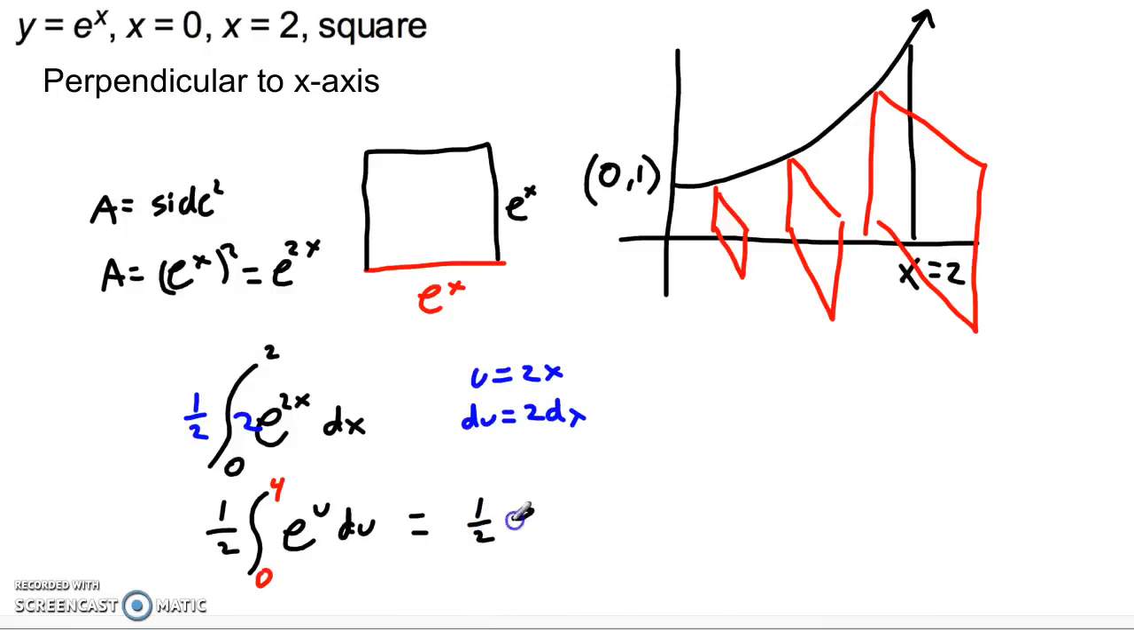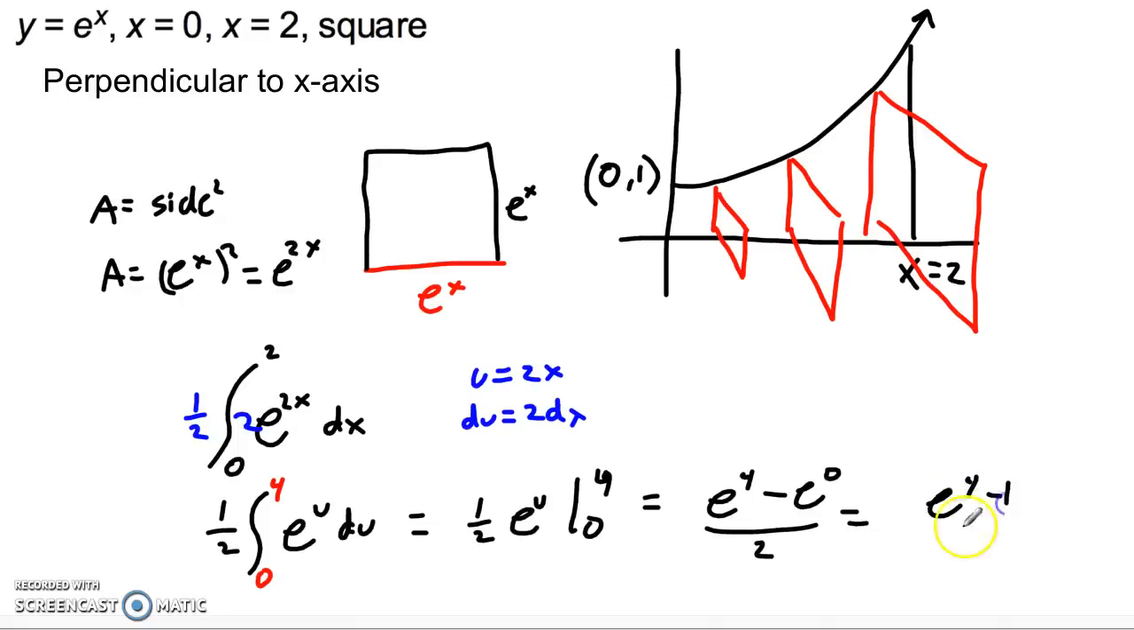It's just 1/2 e to the u, and we're going to evaluate that from 0 to 4. So that would be e to the 4th minus e to the 0 over 2, or e to the 4th minus 1 divided by 2. And that's the volume of this solid that we would get by building up squares on each cross section of this curve, right?